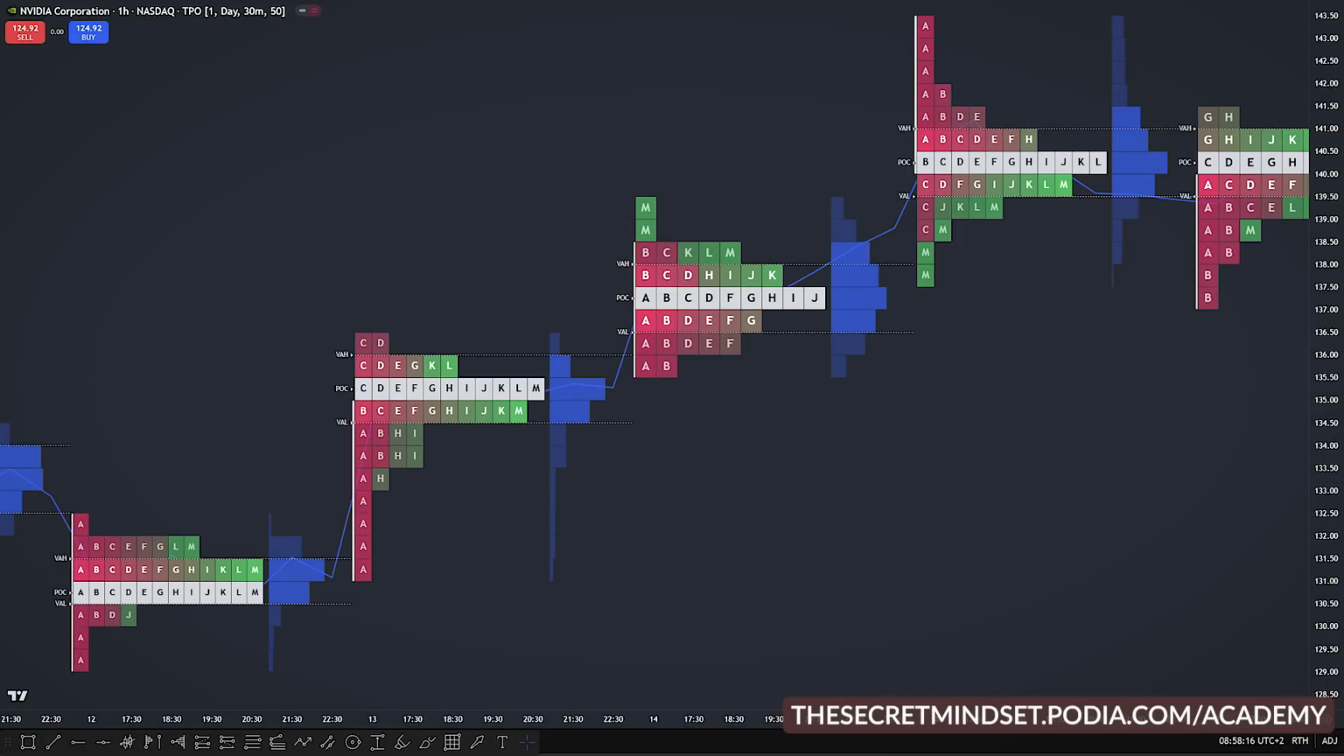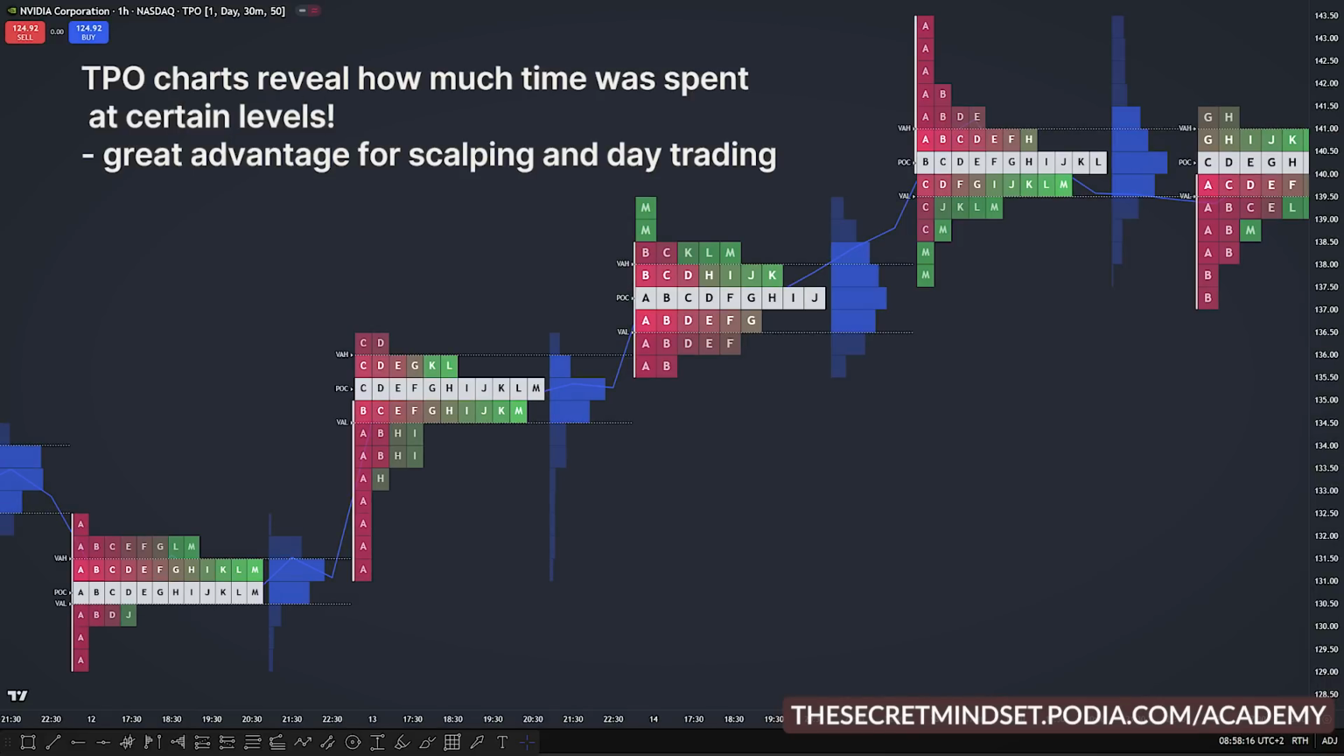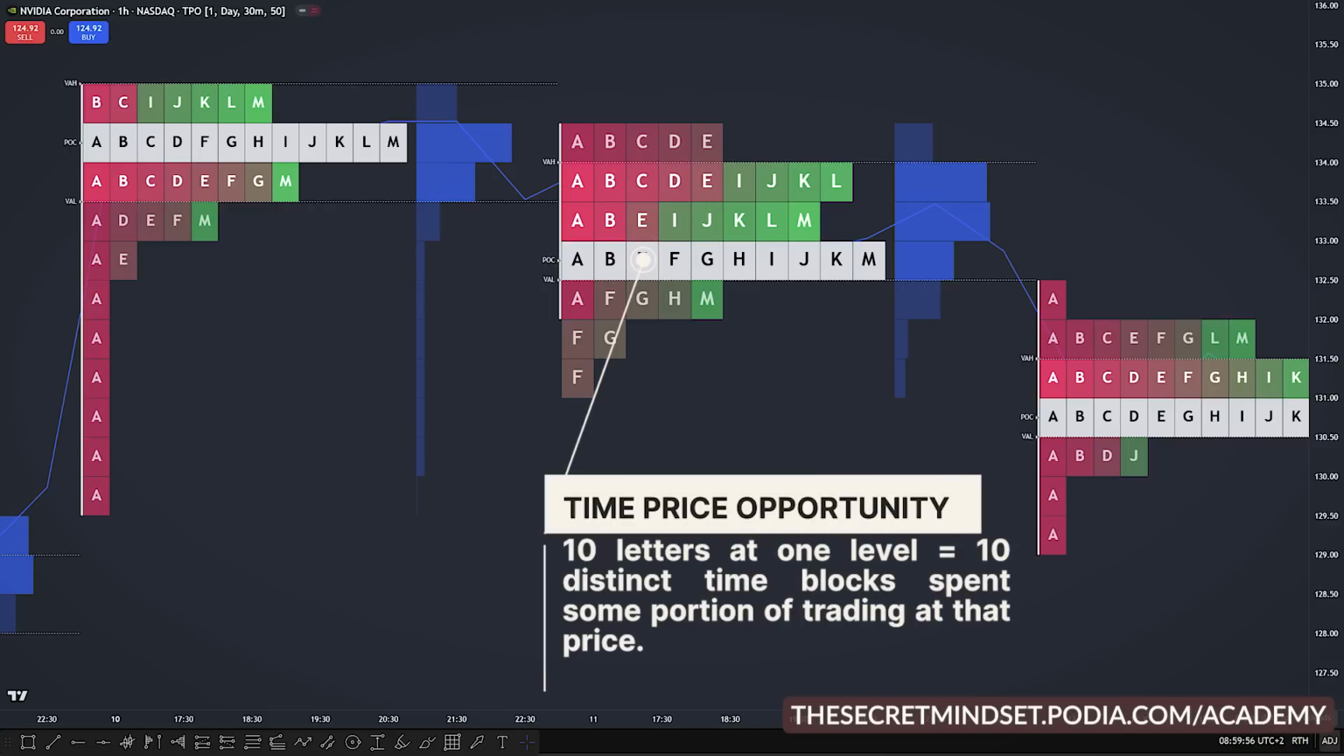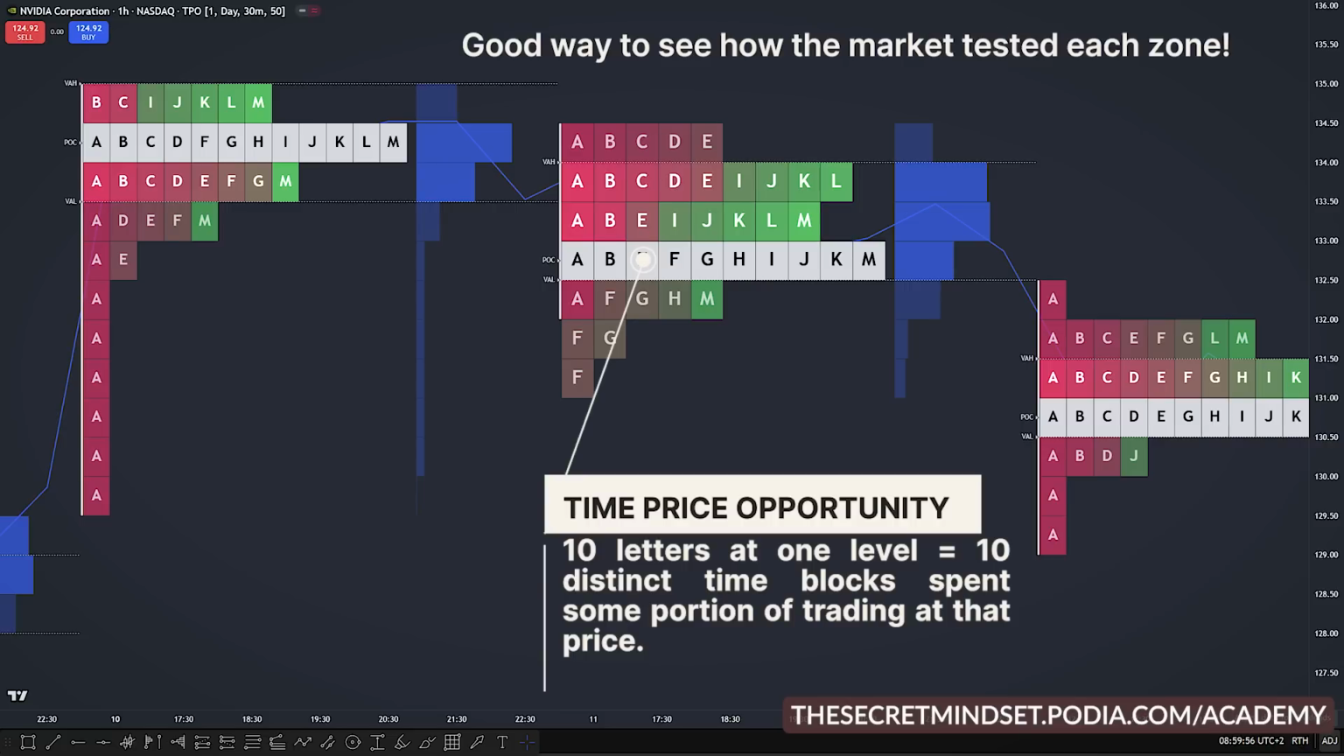A bar chart might show big upper shadows or wide intraday ranges, but it can be unclear how much time was spent at certain levels. TPO charts reveal that detail. If you see 10 letters at one level, that means 10 distinct time blocks spent some portion of trading at that price. That is a direct way to sense how the market balanced or tested each zone.